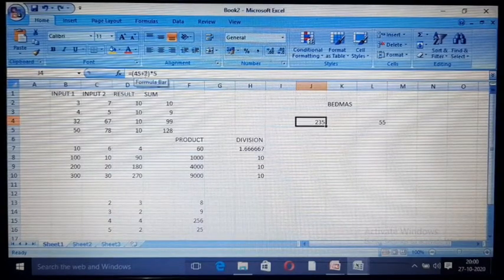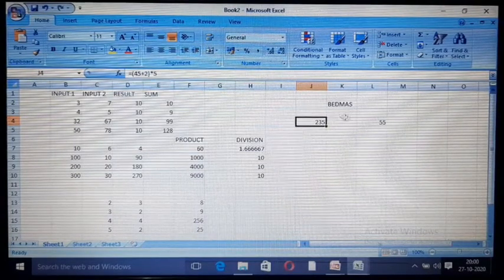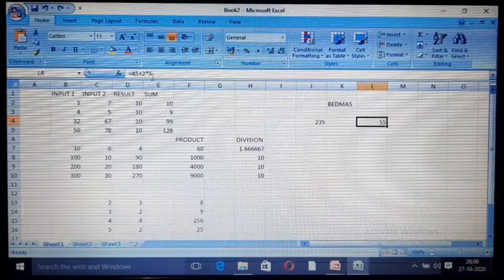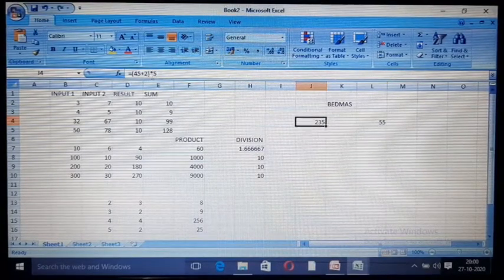See, 45 plus 2 into 5. Here also 45 plus 2 into 5. Here the difference is we will calculate the brackets.